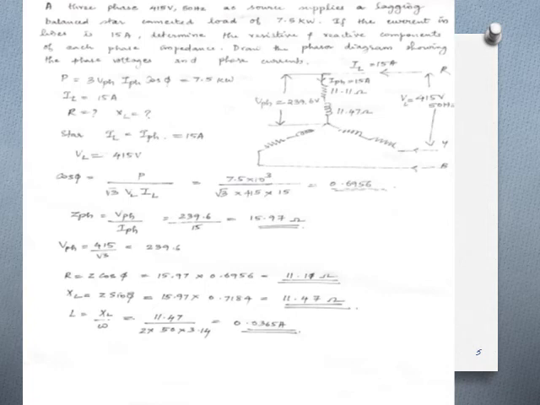So, the quantities given are: power is given. 3-phase power is 7.5 kW. The 3-phase power equation is 3 times V phase I phase cos phi, that is 7.5 kW. Now, the line current is also given as 15 ampere. In a star connected system, we already know that the line current and phase current are the same.